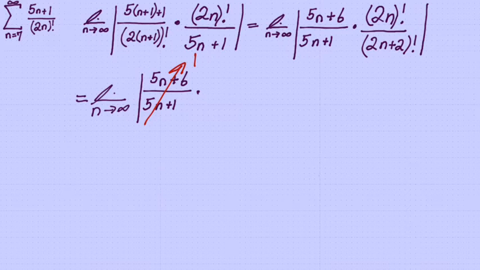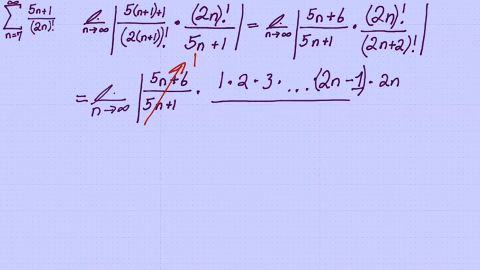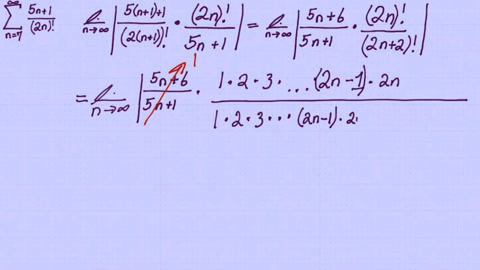But the 2n factorial, what does that work out to? Remember, factorial goes 1 times 2 times 3 times, n is going to infinity, so this is going to take a long time, times 2n minus 1 times 2n. But the denominator is going to be the same thing. But we won't stop at 2n, we'll keep going.